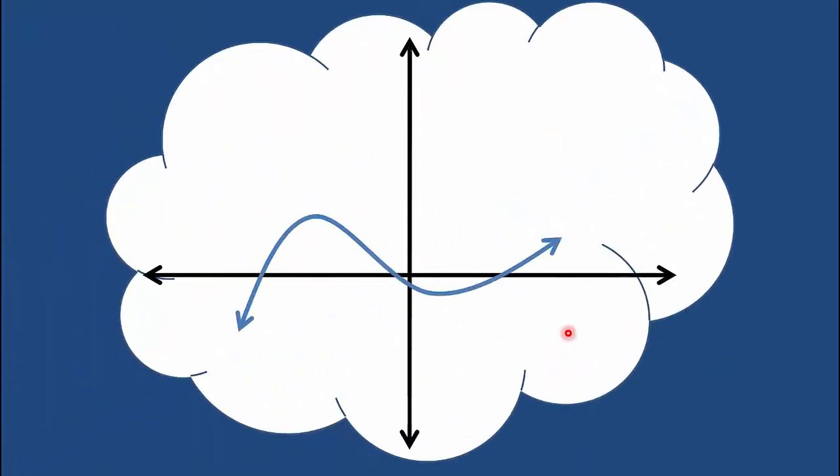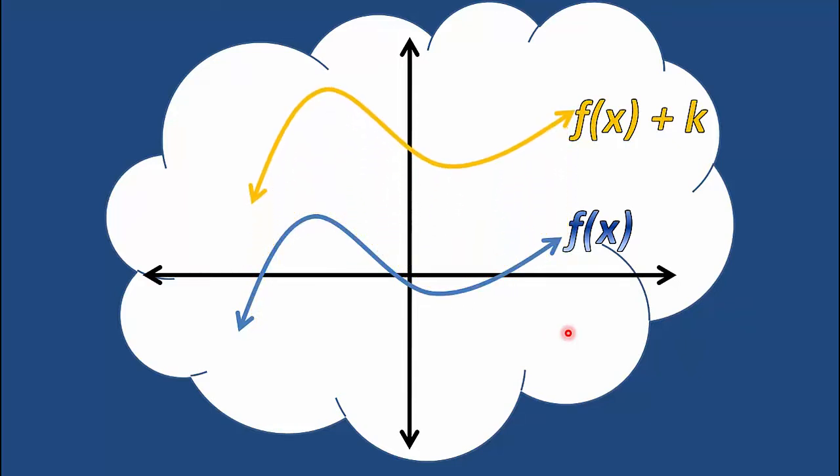Now, in general, if we have a graph and we want to raise it up, let's suppose this is f of x. We want to raise that graph up a certain amount or lower it down. If we want to raise it up, we just add a number to it. And it raises it up. There it is. That's f of x plus k. Now notice the shape of the graph did not change. It's the same graph, only at a different location.